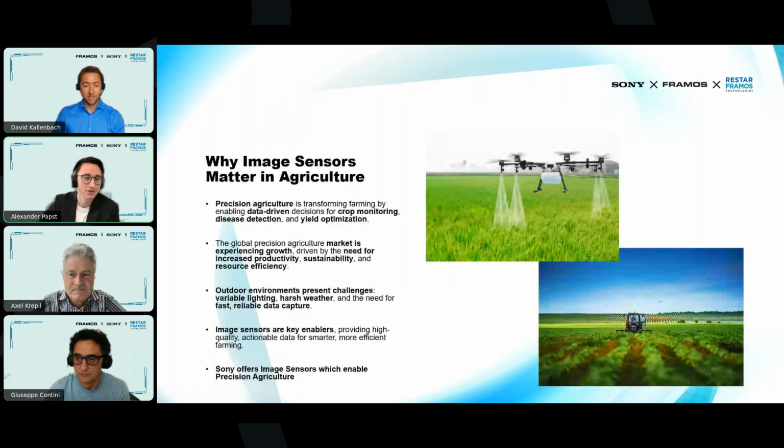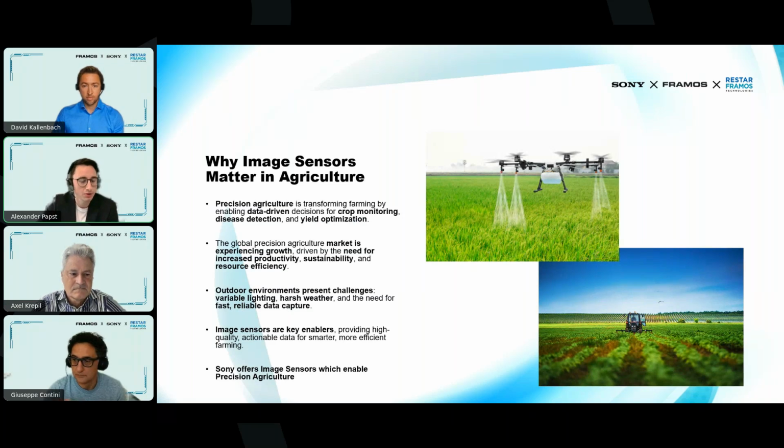Okay. So first, let me set the context. Why do image sensors actually matter in agriculture? And I think the keyword here is precision agriculture. Precision agriculture is fundamentally transforming how people farm. It's no longer about treating the entire field uniformly. Instead, precision agriculture enables data-driven decisions for crop monitoring, disease detection, and most importantly, yield optimization.